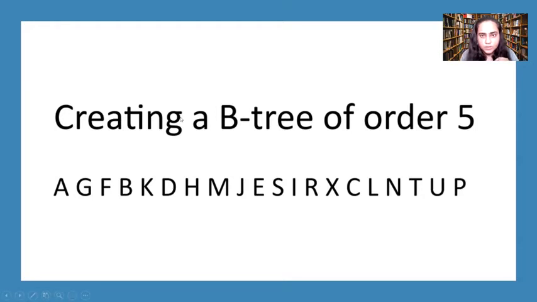And you can see that this time the keys are alphabets instead of numbers, and that's all right because you can arrange in an ascending order even alphabets, so that's not a problem. And now let's try and create a B tree of order 5 for this particular sequence.